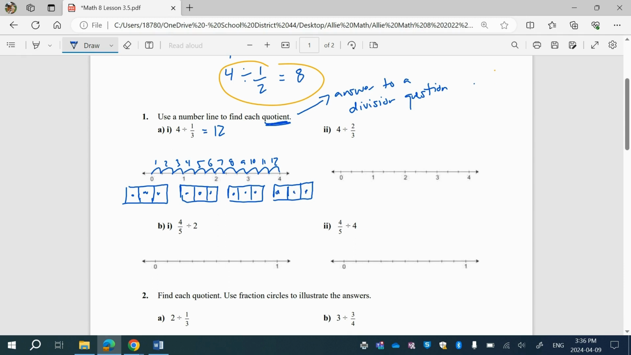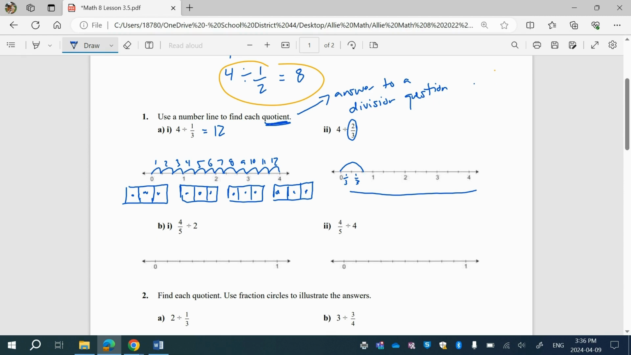Okay, let's do the next one. Now we have 4 again on our number line right here. And now we're dividing it by 2/3. So we still have it split into thirds. But now we want to know how many times you can pull 2/3 out of this. So if I make a jump, that's a jump of 2/3. This is 1/3, and this is 1/3. So I've made a jump of 2/3.